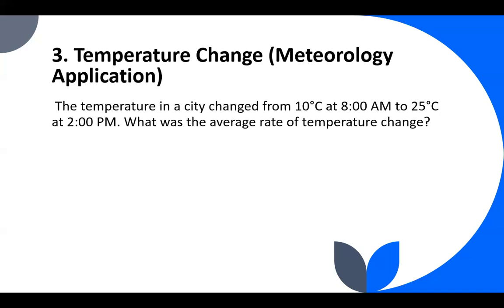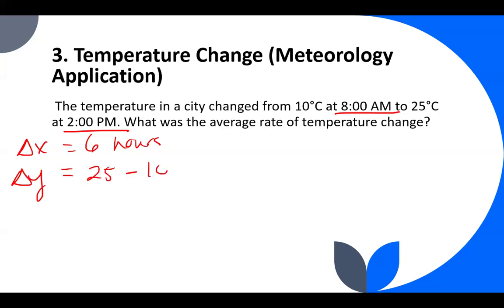All right. What is my change in my independent? What is my independent? The hours. I went from 10 a.m. to 2 p.m. What is the change in that time? 6 hours. My change in my dependent, my delta Y. I went from 10 degrees Celsius to 25. So 25 was my end, 10 is where I started. So that is a 15 degrees Celsius change, correct?